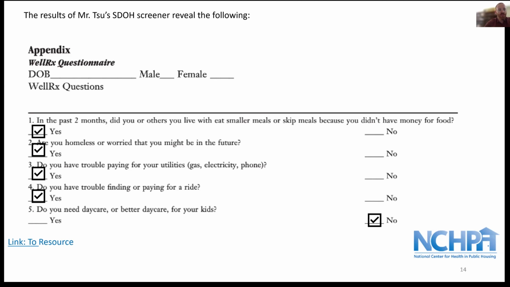So it seems in the past 2 months, Mr. Sue has been skipping some meals. He is worried that he might be homeless in the future. He's having difficulty paying for his utilities, and he's having trouble finding a ride. He does not have any childcare needs. Next slide, please.